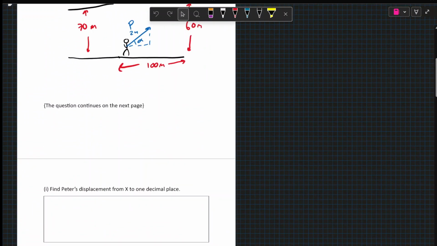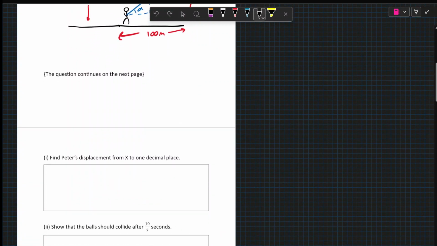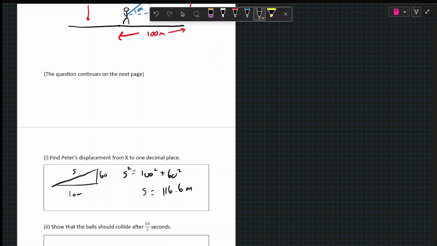So the first question is really easy. It's displacement for X. So he's 100 away that way and 60 that way. So displacement is just S. So using Pythagoras' theorem, I'll just go 100 squared plus 60 squared, take the square root of that. We get 116.6 meters to 1 decimal place.